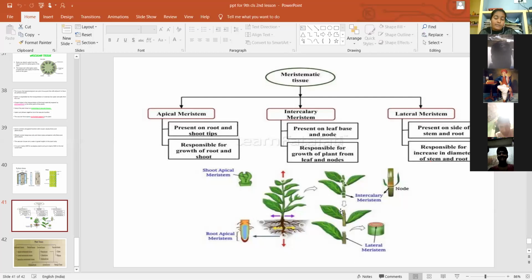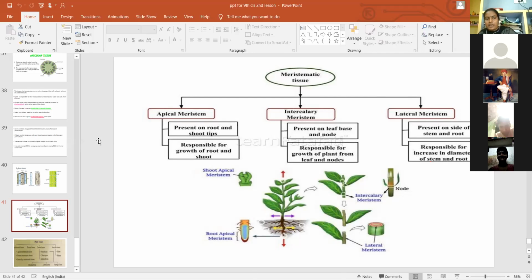We observe some plants. We have seen some nodes. That is the intercalary meristematic tissue. It is responsible for the growth of the plant from the leaf base and nodes. Next one is the lateral meristematic tissue.